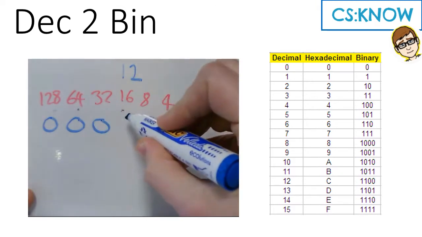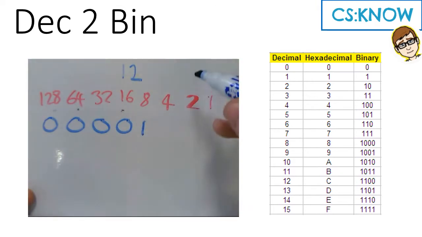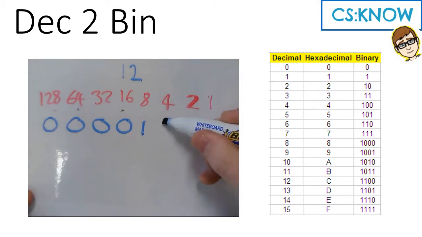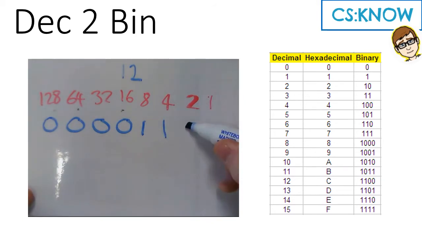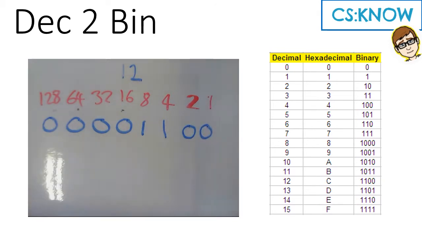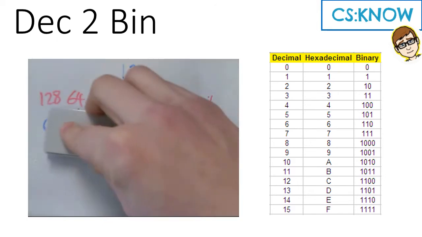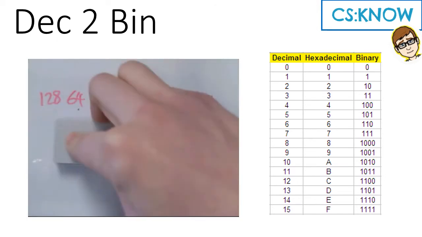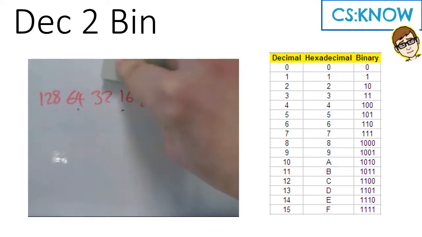So 128 is too many, so we stick a 0 in that column. 64 is too many, so we stick a 0 in there. 32 the same. 16 too many. 8, yeah, that's less than 12. So now we've updated our number. We're only 4 away. So put a 1 in the 4 column, a 0 in the 2 column, and a 0 in the 1 column, because adding 8 and 4 together would give us 12.